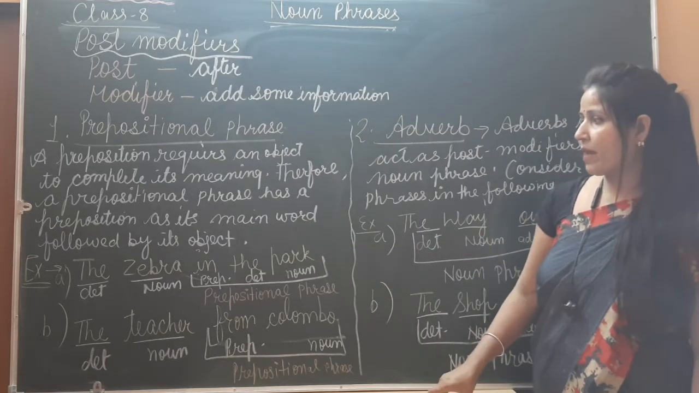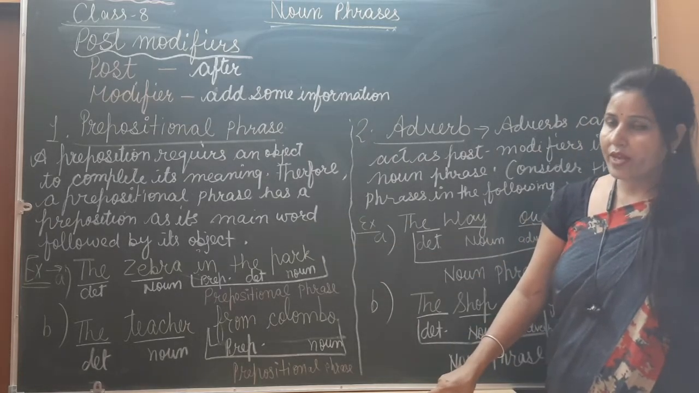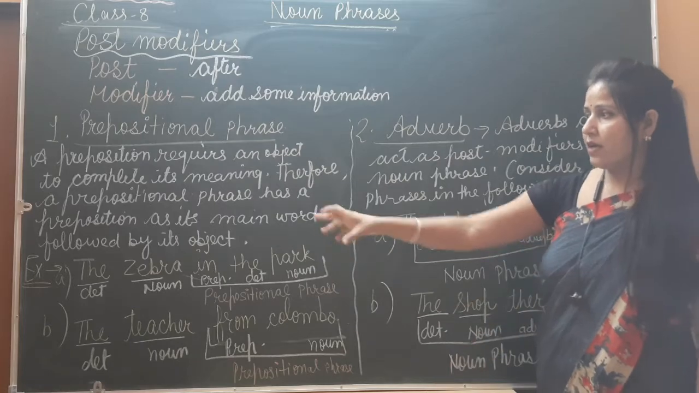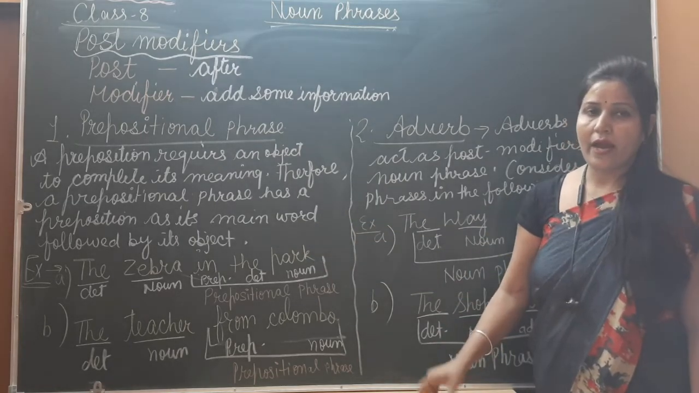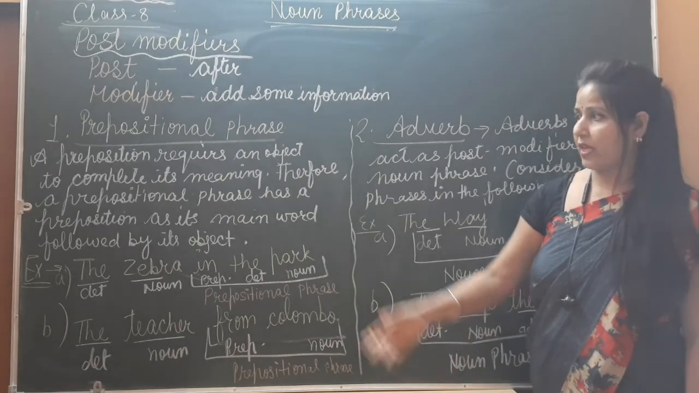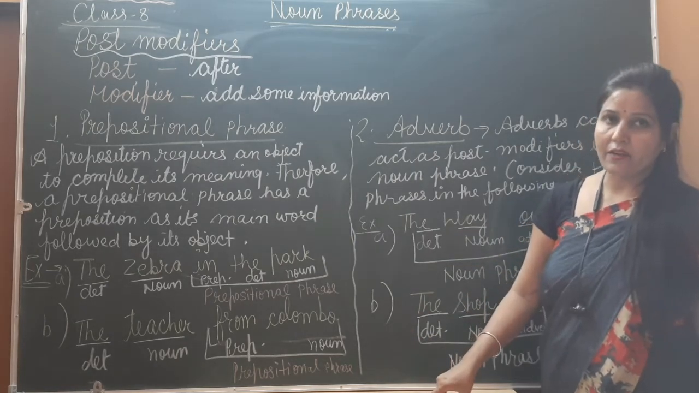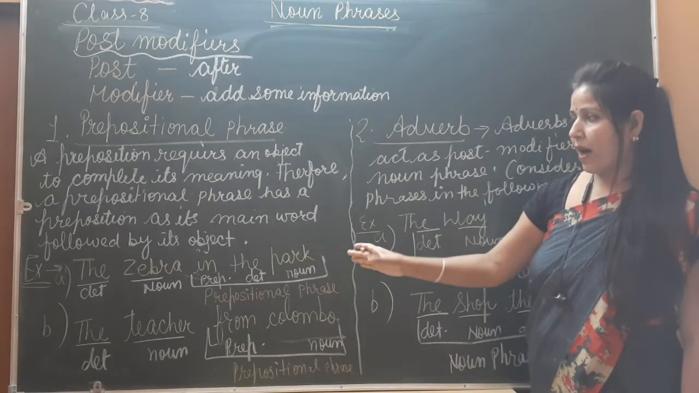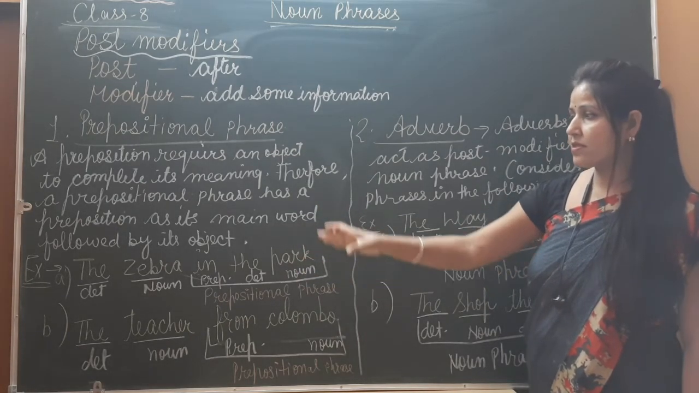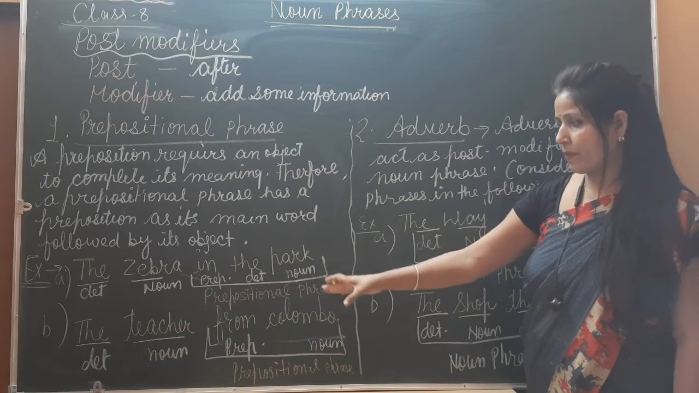The zebra in the park, this is a noun phrase. In the noun phrase, zebra is a noun. So noun or head word or main word, we can say. So zebra is the main word and head word in this noun phrase. After zebra, in the park is written, which means the whole part is a prepositional phrase.